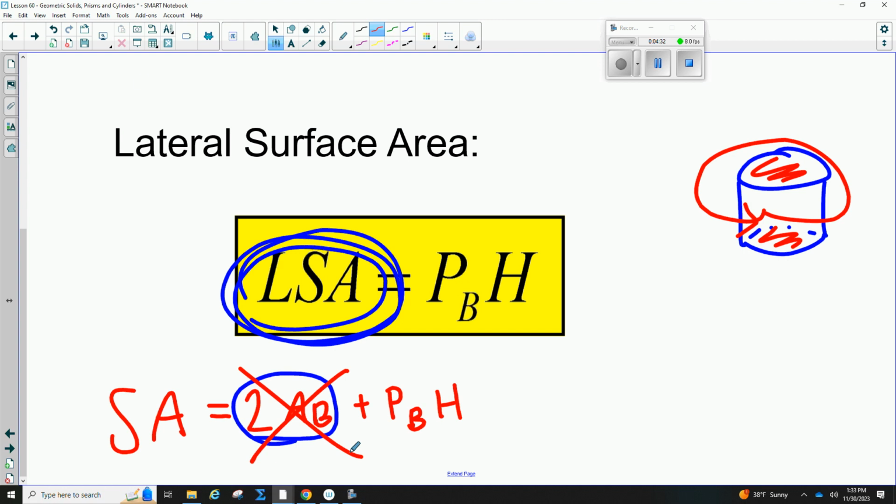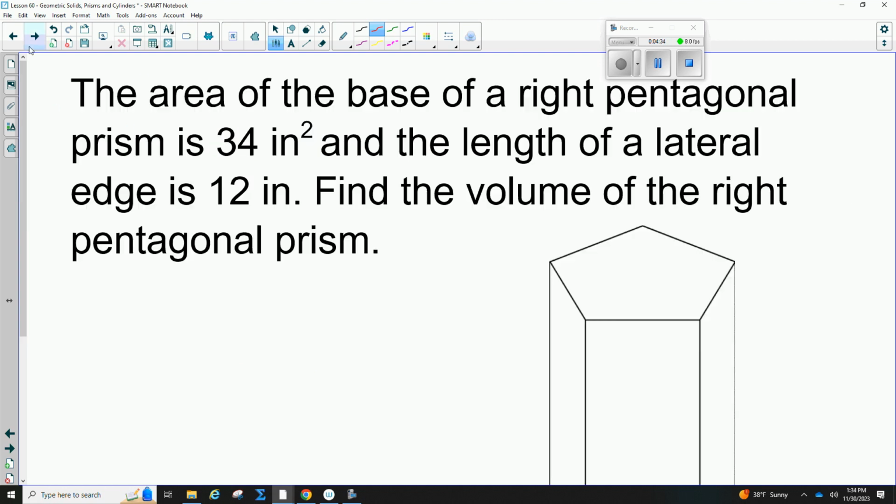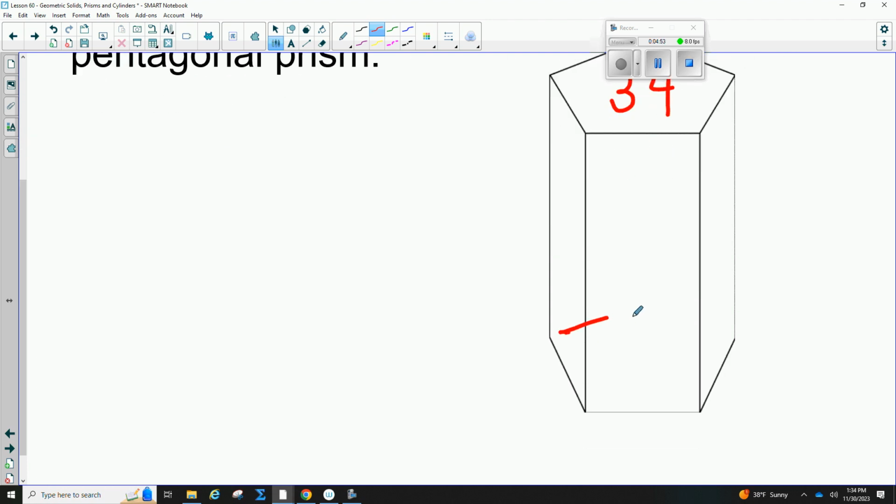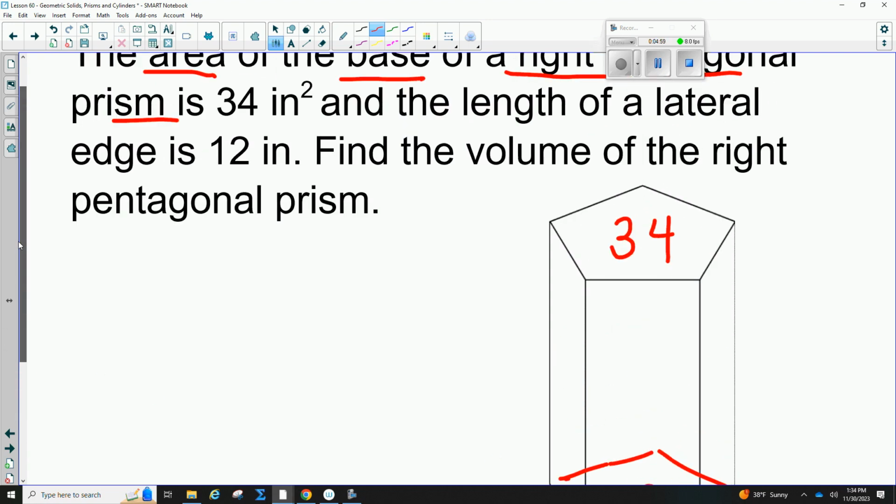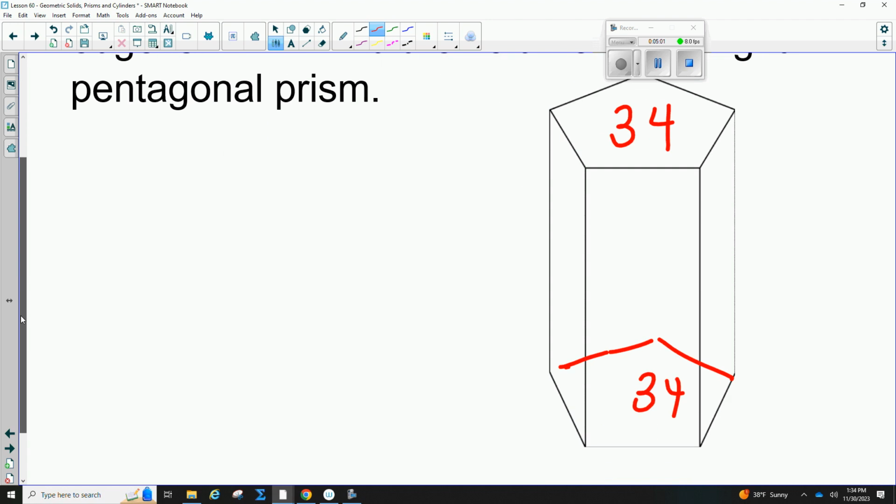All right. The area of the base of a right pentagonal prism is 34 inches squared. So they're telling us the area of the base is 34. That right there is 34, which means so is the bottom. This is another pentagon down here, also 34. It says it is a right pentagonal prism, which means it stands up straight. It's not oblique. That's all it means, okay?